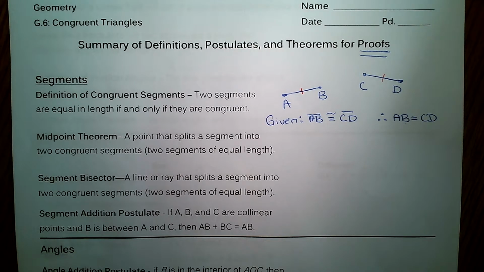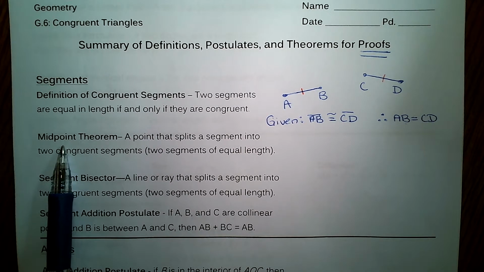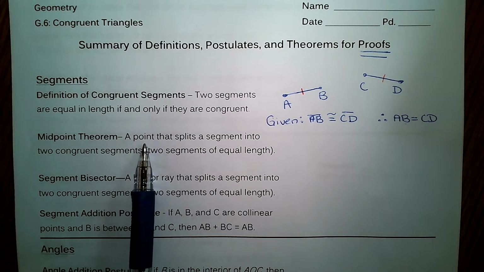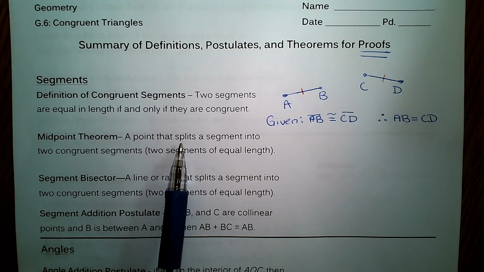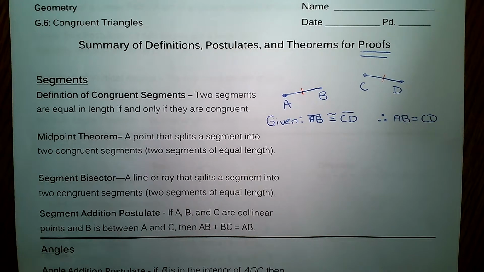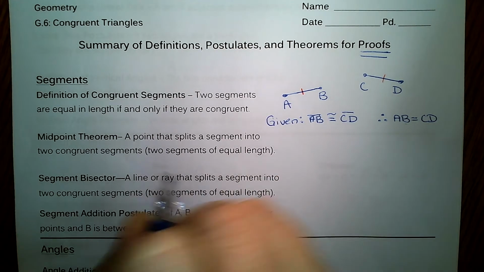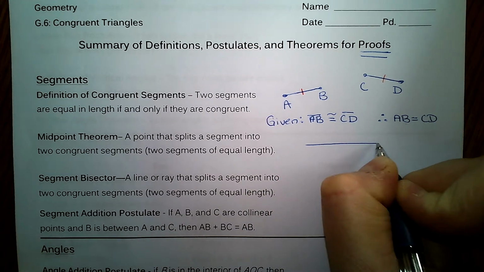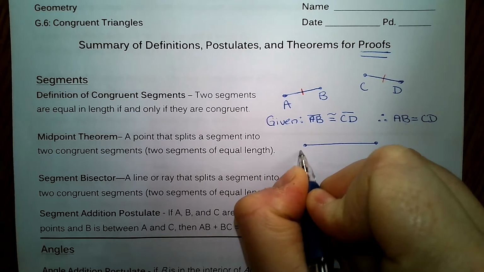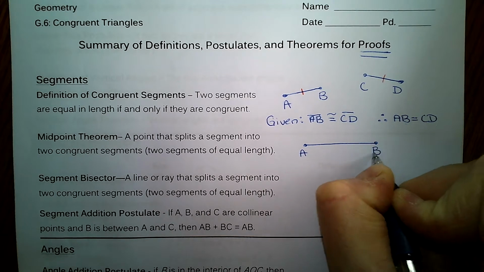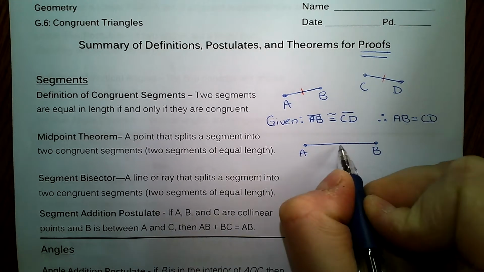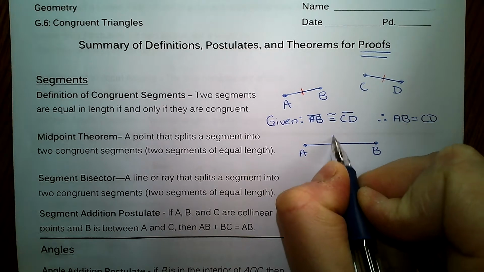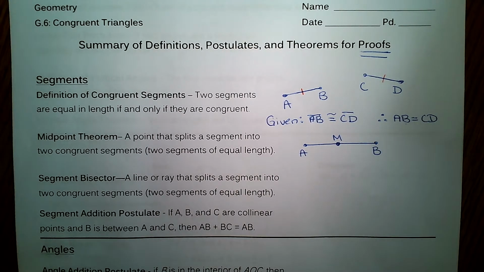Okay, our second example here is about the midpoint theorem. Let's read through that. It says, the midpoint theorem is a point that splits a segment into two congruent segments, which is two segments of equal length. So draw a little picture again. Here's my segment. Keep it simple. Call it A and B. And I'm going to put M right smack dab in the middle to represent the midpoint.